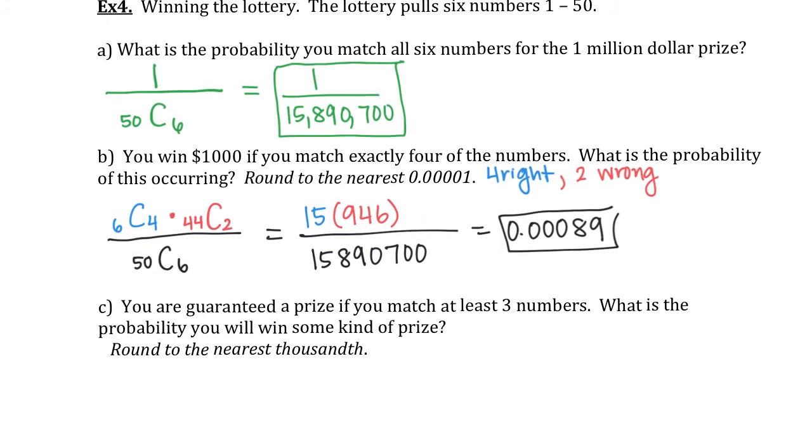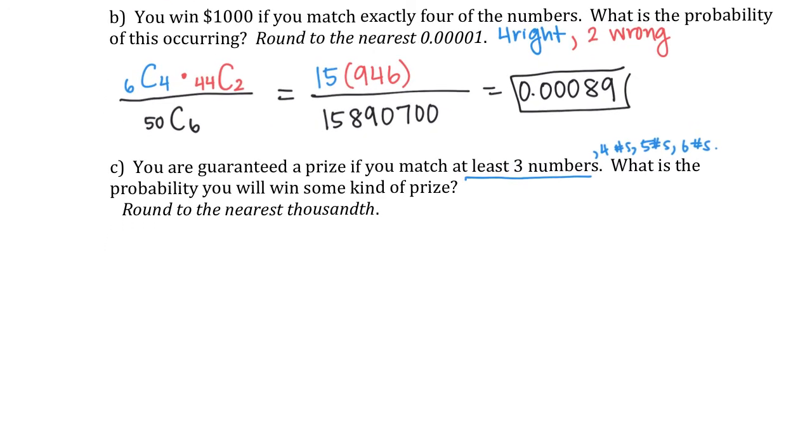The third scenario is you're guaranteed a prize if you match at least 3 numbers right. If I'm doing at least 3 numbers correctly, I might get 3 numbers, 4 numbers, 5 numbers, or 6 numbers correct. So this gives me a much better chance of winning, but it also makes my math problem much more complicated. The nice thing is my denominator is still the same. Now we're going to go through and consider each of these scenarios and write them out carefully.